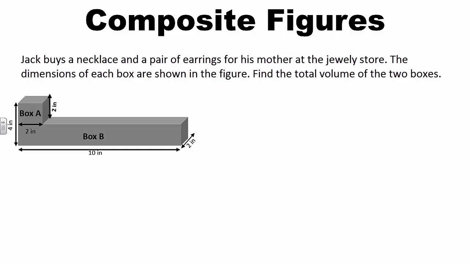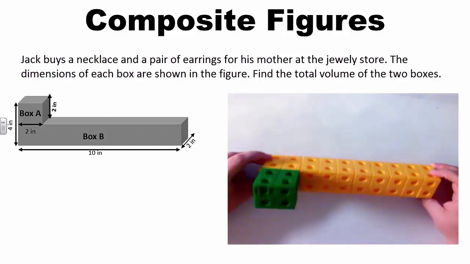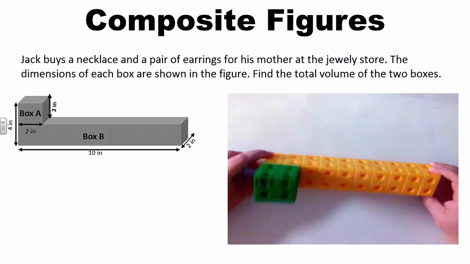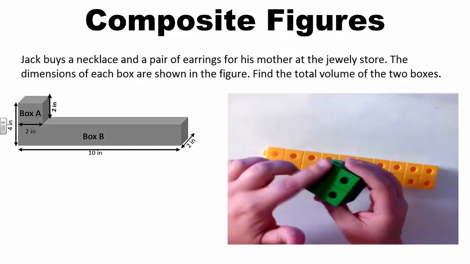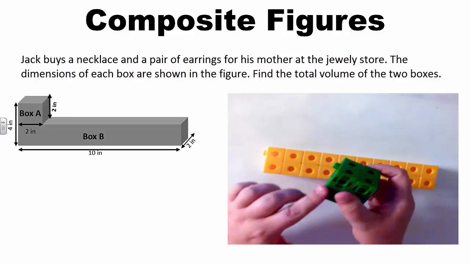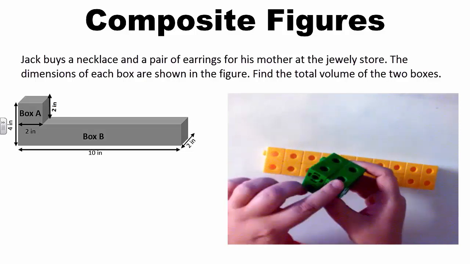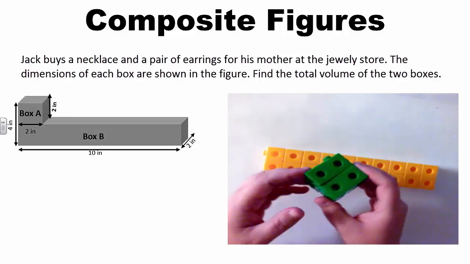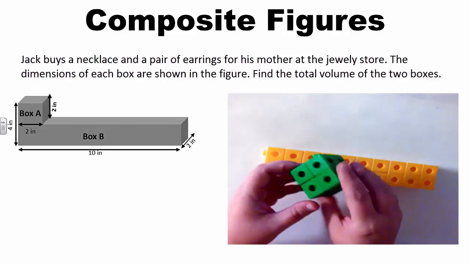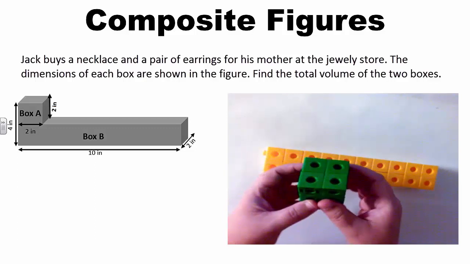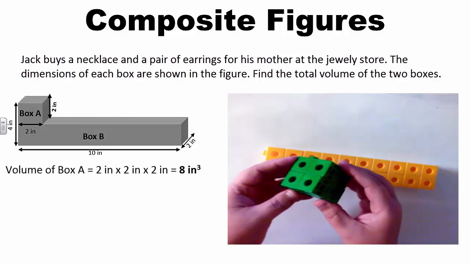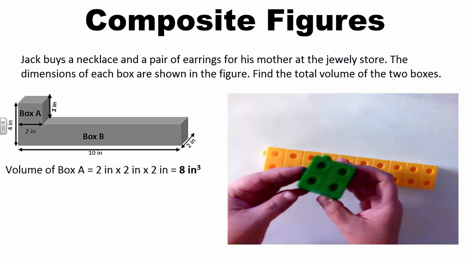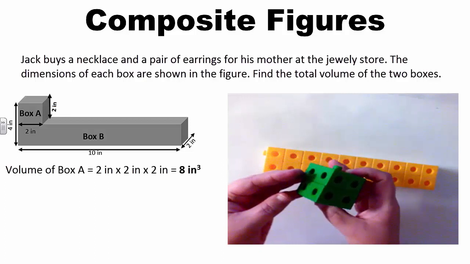Let's look at an example of the problem with snap cubes. The cubes represent the figure of box A and box B. According to the figure, box A has a length of 2 inches, a width of 2 inches, and a height of 2 inches. Using the volume formula of length times width times height, the volume of box A is 8 cubic inches, since 2 inches times 2 inches times 2 inches equals 8 cubic inches.